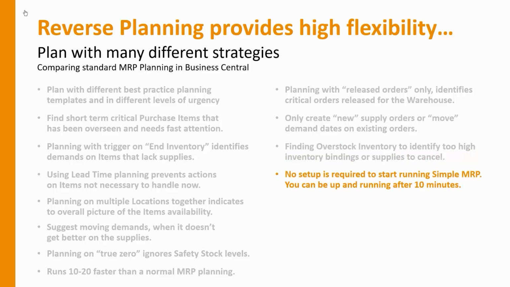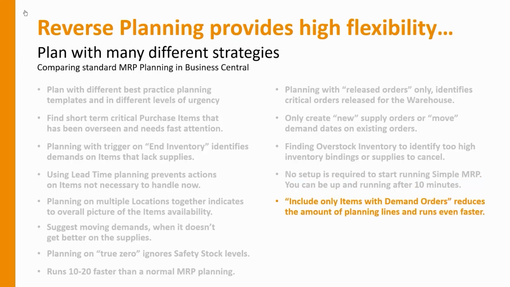And it doesn't require any setup to get started with the reverse planning. You can just download it from AppSource and you're up and running in 10 minutes. All the templates come out of the box with best practice setup. You can change them as you want, but they work just out of the box. And we have a check mark where you can select whether to only plan an item that exists on demand orders. If you place this check mark and you have many item numbers, it reduces the planning time a lot, because it will start by looking if the item exists on one of the demand lines, transfer orders, sales orders, production order components, assembly orders, and if not, then it will just skip the item. So that saves a lot of time.